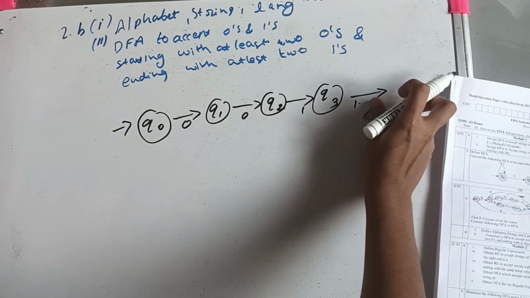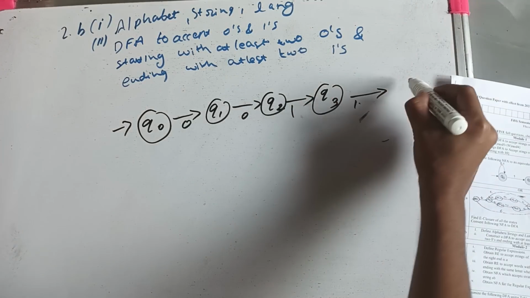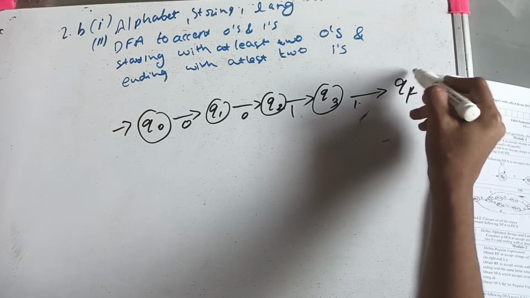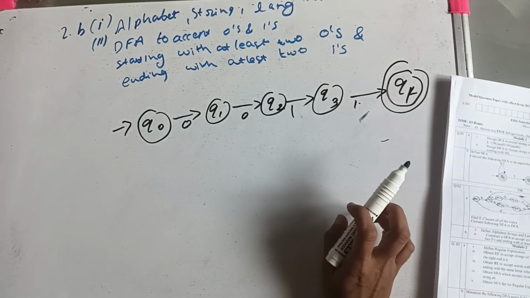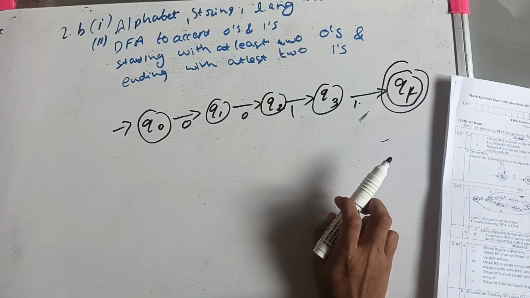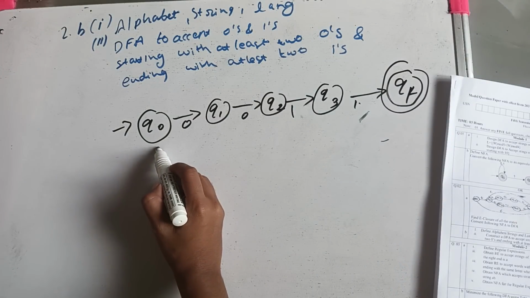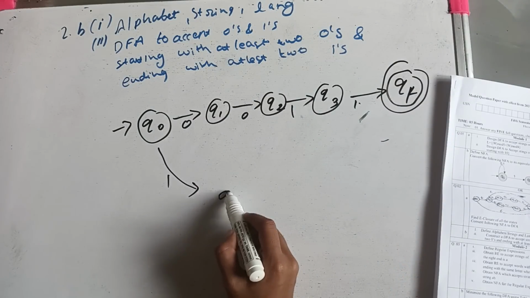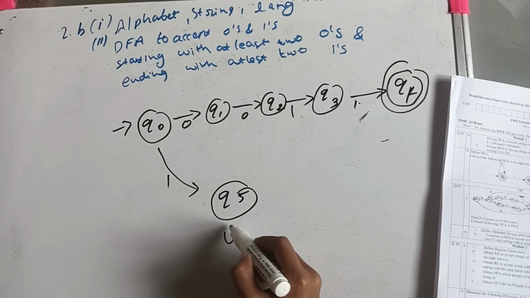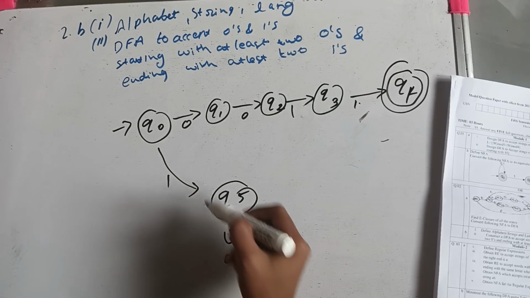This is ending with 1 1 here. Fine. Then my DFA needs to accept. So if initially 1 comes, I need to reject. I will introduce another state, that state. Here any number of 0 and 1.